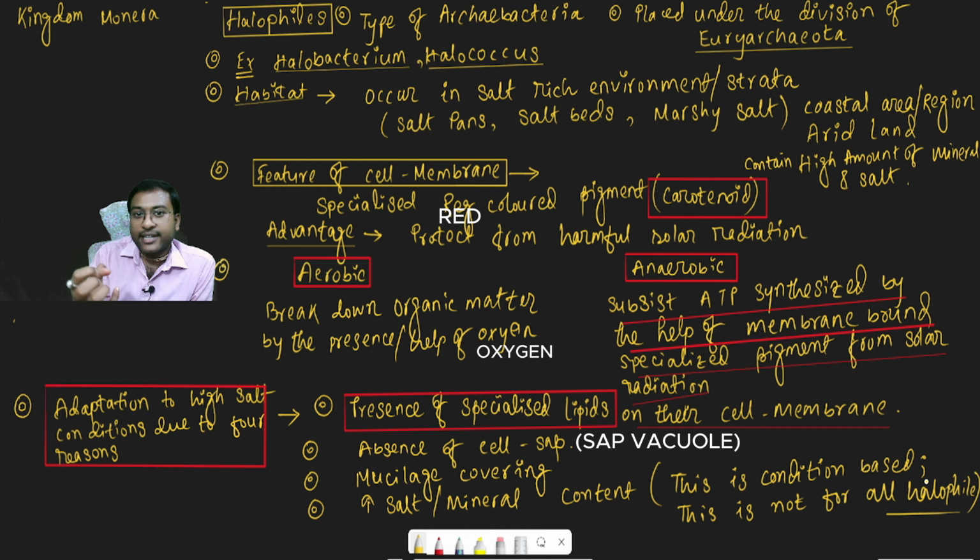Now the last part is the adaptation to high salt condition due to the 4 reasons. First, the presence of specialized lipids on their cell membrane. Second, the absence of cell sap. Third, the mucilaginous covering. And fourth, high salt or mineral content, which is not for all halophiles. These 4 points help halophiles adapt to a high salt rich environment.